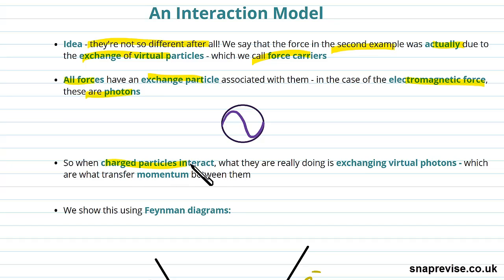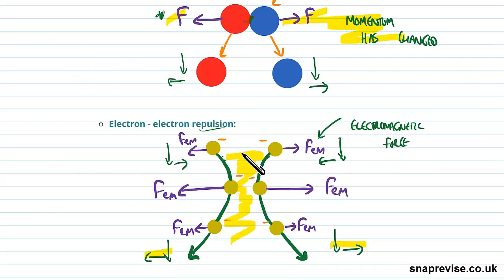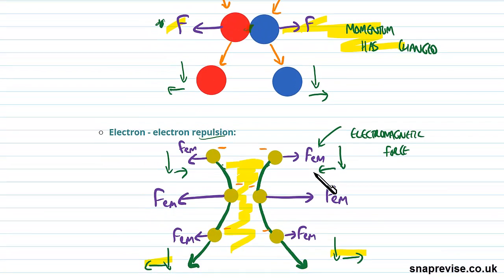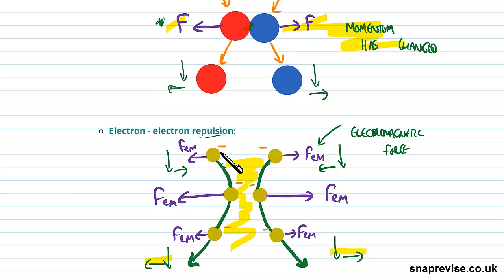So when charged particles interact, what they're really doing is exchanging virtual photons, which are what transfer momentum between them. So there's actually something going on here where they're exchanging particles with each other at each of these steps. Whenever they're experiencing this force, they're exchanging virtual photons with each other, and that's what's transferring the momentum. So here it's very clear, they hit each other, that's the exchange of momentum. Here they're passing momentum to each other through the emission and absorption of these virtual photons. And this is how they're exchanging momentum.